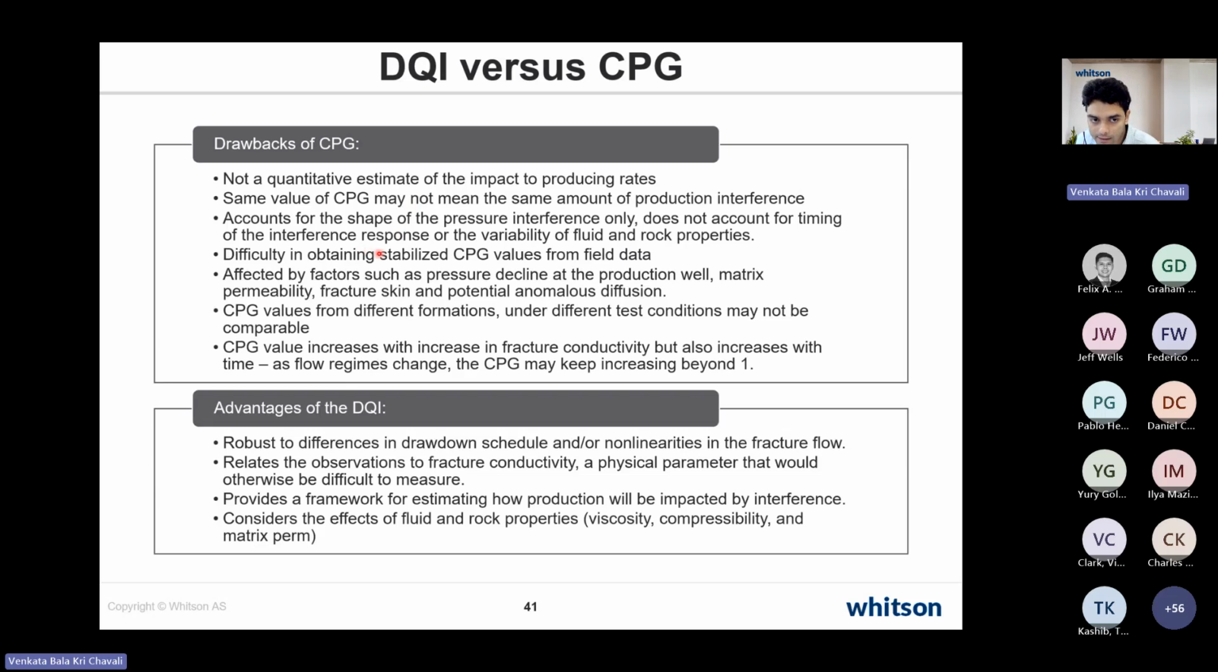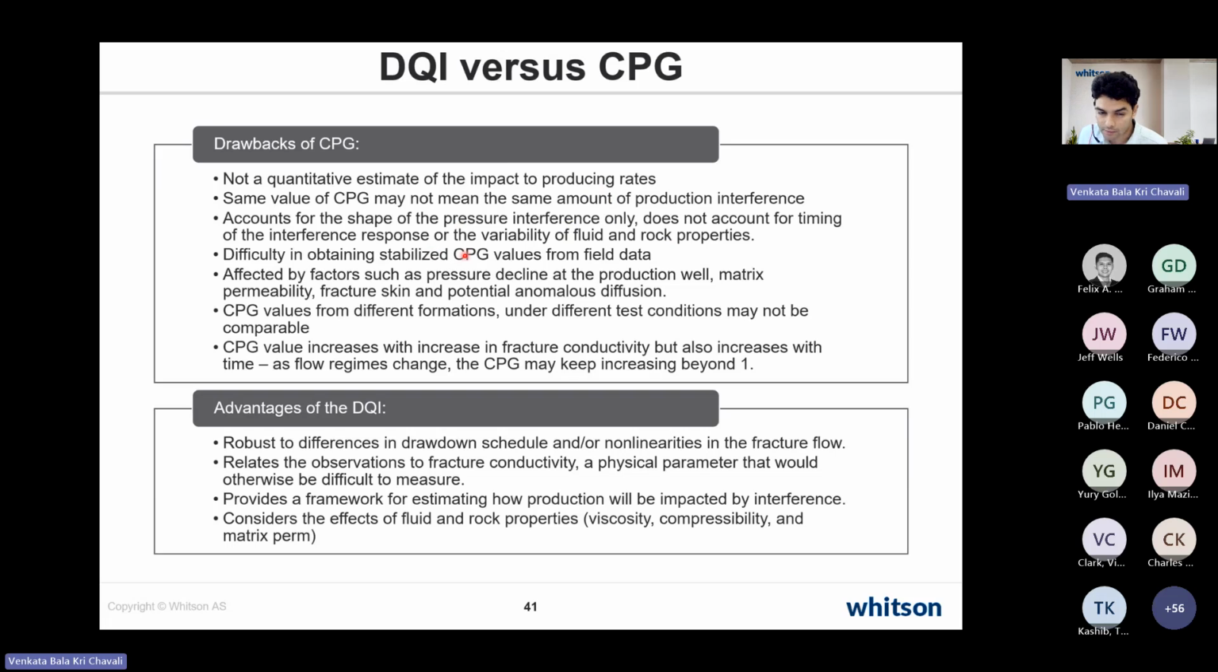Okay. Now it accounts for the shape of the pressure interference, but does not account for the timing of the interference response or the variability of fluid and rock properties, right? So between two wells, you might have slightly different fluid properties that might yield a different drained length, etc. So effectively, a fracture half length that's 50 meters in one area does not mean that it's draining the same area as 50 meters in another area. Make sense? Because of the difference in the fluid and rock properties.